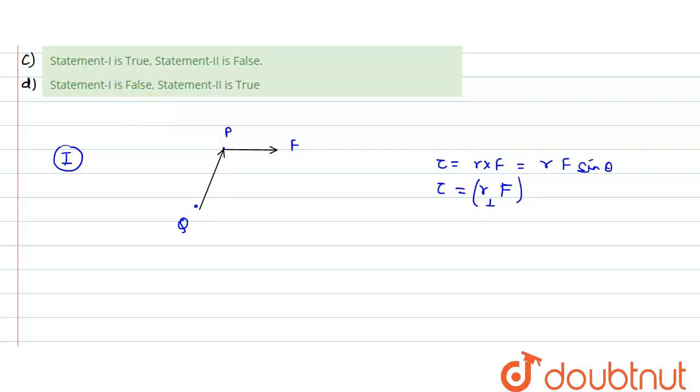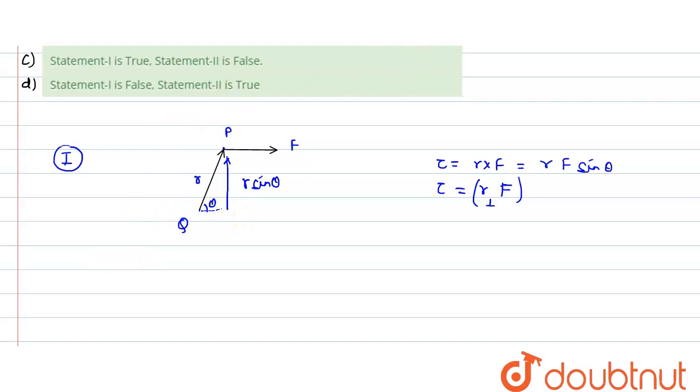Let's say this is our Q here. Now what would be the value of the torque? If we take the perpendicular distance between these two, the perpendicular would be this term. If this is our R and this is theta, this would be our R sine theta. So in this way we get the value of the torque as RF sine theta, or R perpendicular into F. That means torque depends upon the perpendicular distance between the force and the point about which we need to get the value.